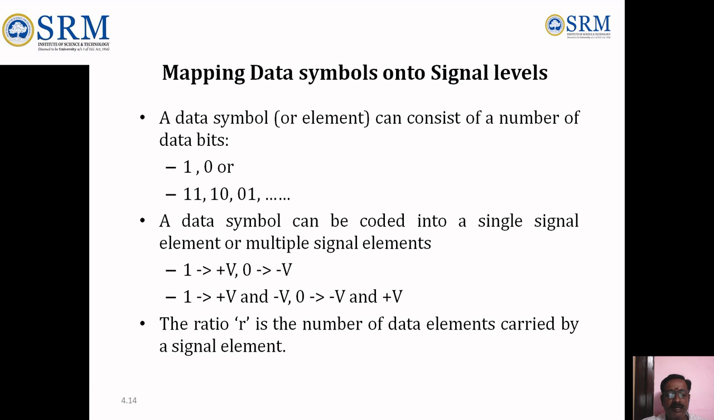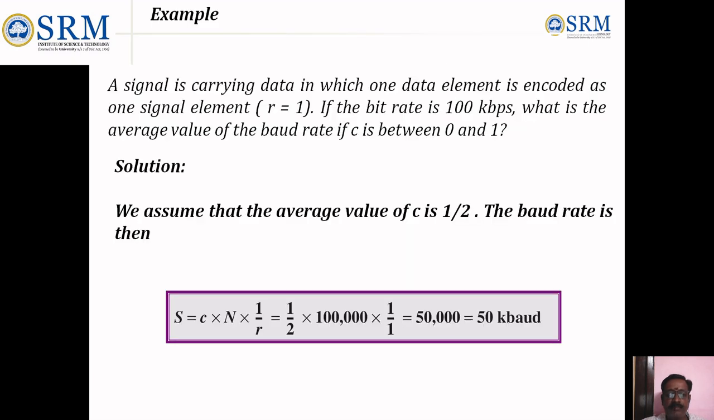It is from the range of -1 to plus voltage, otherwise 0 to negative voltage. The same way, -1 to positive voltage and/or negative voltage, otherwise 0 to negative voltage to otherwise positive voltage. The ratio R is the number of data elements carried by a signal element.